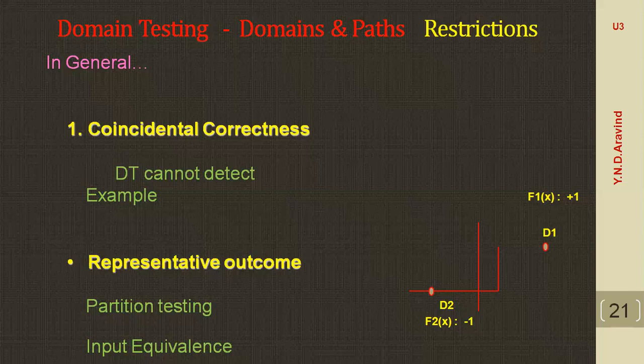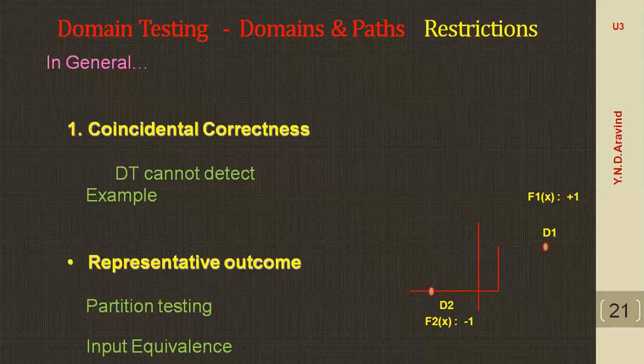Okay, the second restriction is a representative outcome. So domain testing is an example of partition testing. In partition testing strategies, we divide the program's input space into domains such that all the inputs within the domain are equivalent. Not equal, but equivalent, in the sense that any input represents all inputs in that particular domain.